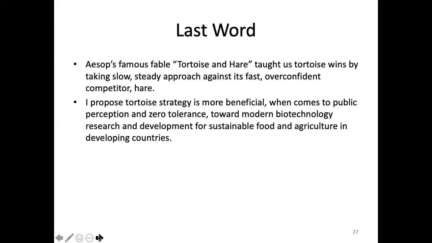My last word about these biosafety regulations: I wrote a paper before about Aesop's famous fable. You know very well the tortoise and the hare, Aesop's famous fable, I think. And it taught us the tortoise wins by taking a slow, steady approach against its fast, overconfident competitor, the hare. I propose the tortoise strategy is more beneficial when it comes to public perception and zero tolerance toward modern biotechnology research and development for sustainable food and agriculture in developing countries. This is my last word.